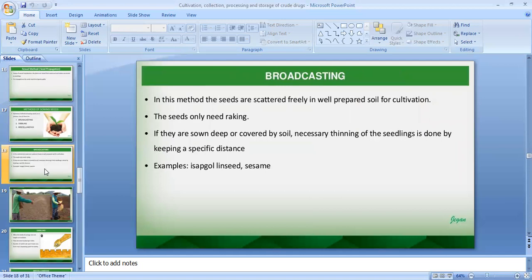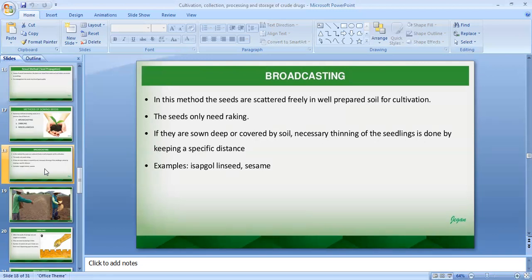We will see about broadcasting. In this method, the seeds are scattered freely in well-prepared soil for cultivation. Second point, the seeds only need raking. Third, if they are sown deep or covered by soil, necessarily thinning of the seedlings is done by keeping a specific distance.